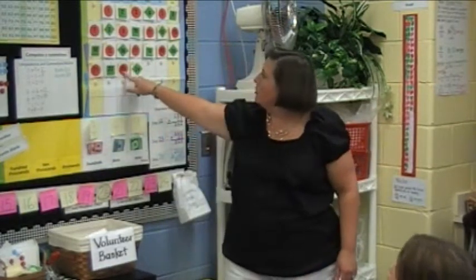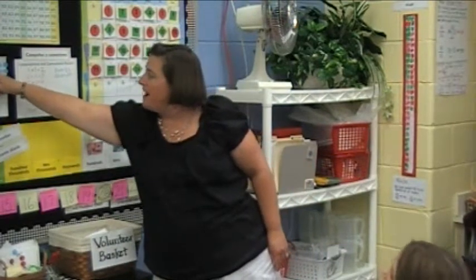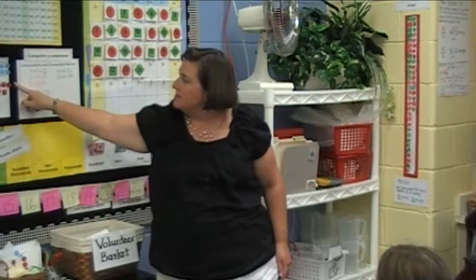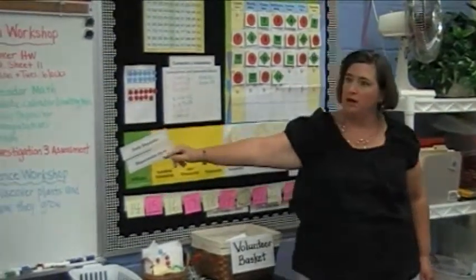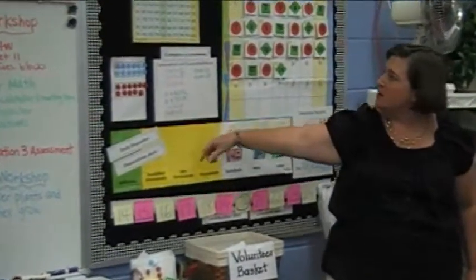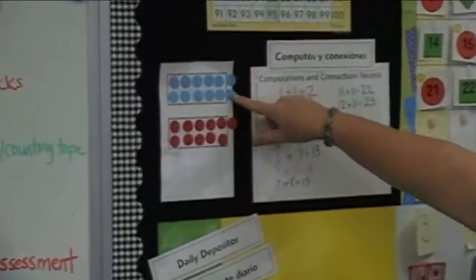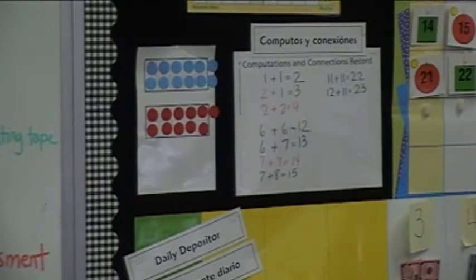Okay, let's look at our computations. Yesterday was the 23rd, and so we had 1, 2, 3, 4, 5, 6. 6 plus 6 is 12. 12 plus 6 is 18. 19, 20, 21, 22, 23. Remember, this also emphasizes our doubles. We've got 10 plus 10 is 20. 22, 23. Is 23 an even number or an odd number?